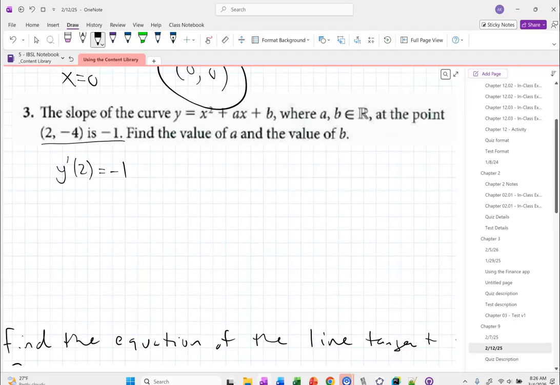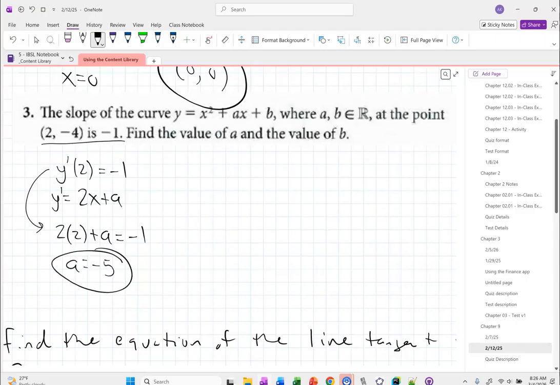So what's the derivative of y? 2x plus a. So 2x plus a, okay. And so if I take this, I have 2 times 2 plus a equals -1. Is everybody okay with that? I just plug the 2 in for x. So a equals -5. Woo!